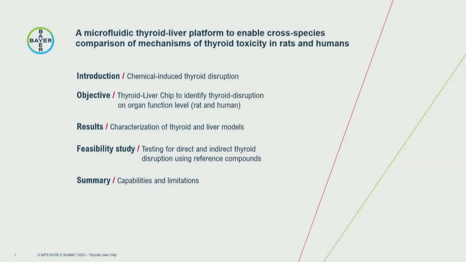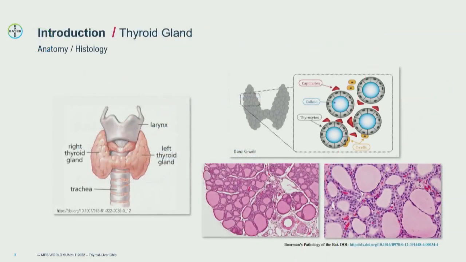I'd like to start my talk with giving you a brief introduction into chemical-induced thyroid disruption. Before I then will introduce the project we're working towards, a thyroid-liver chip platform to identify chemical-induced thyroid disruption on organ function level for both rat and human. At the end, I will summarize our work, summarizing some capabilities and limitations of the current system.